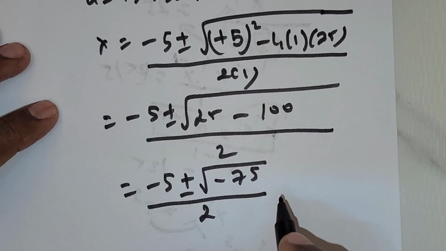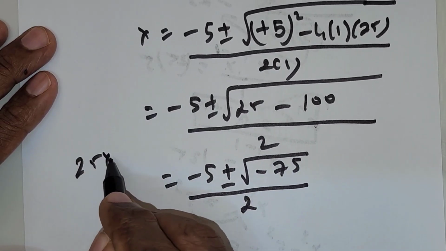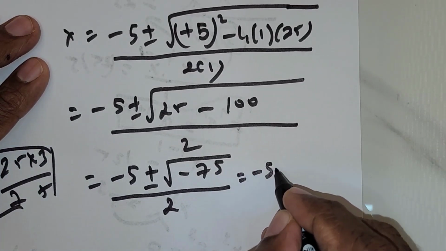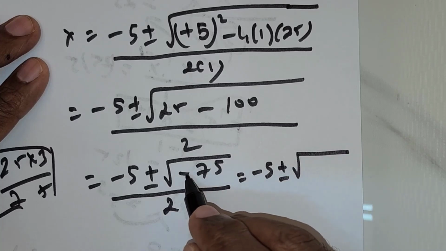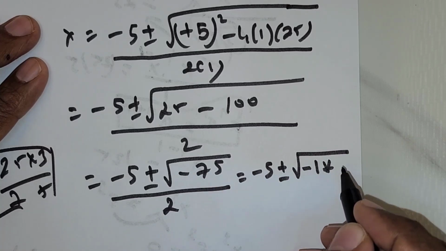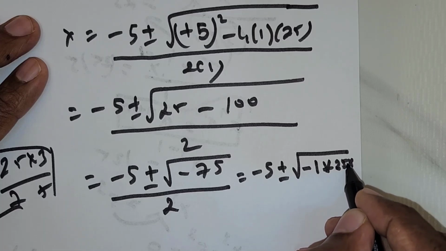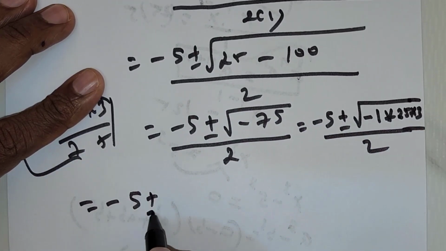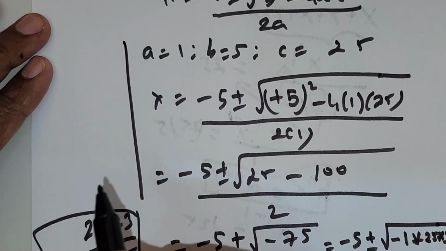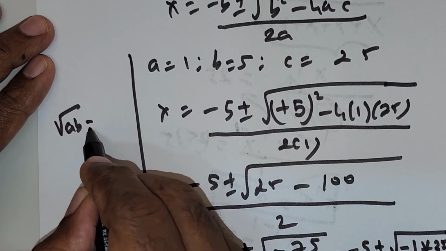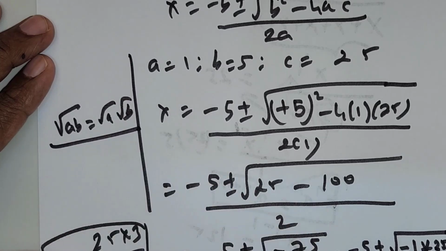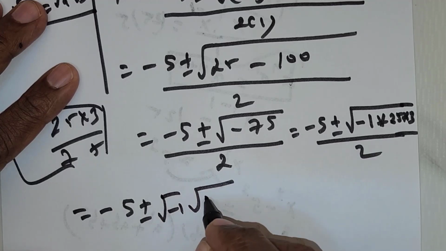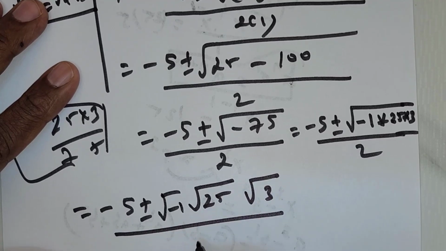Now I want to write 75 as 25 times 3. 3 fives are 15, 3 twos are 6 and 7. So this is equal to negative 5 plus or minus root of, now this is written as negative 1 multiplied with 25 times 3, divided by 2. So this is equal to negative 5 plus or minus. Now there is an algebraic formula for square root: root of ab can be written as root of a times root of b. So this is going to be square root of negative 1 times square root of 25 times square root of 3, divided by 2.